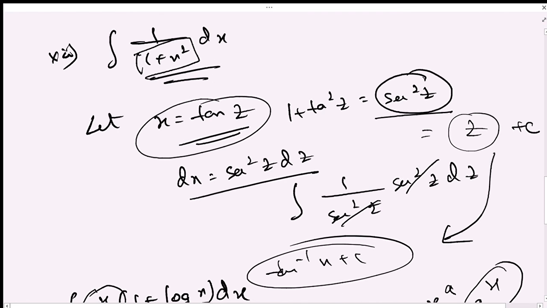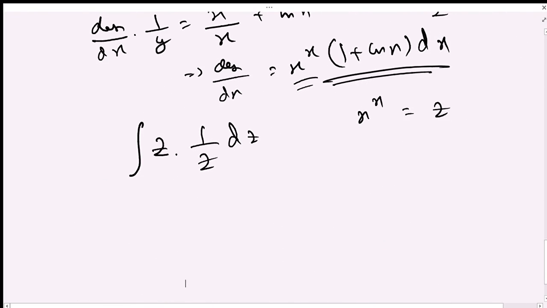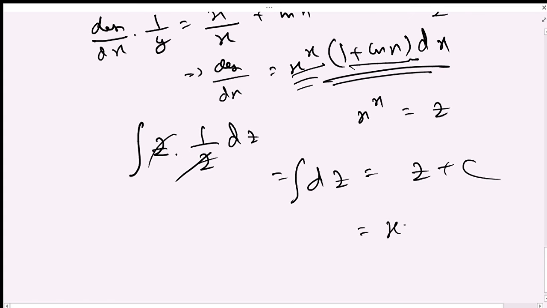Now you substitute this value. 1 plus ln x dx becomes dz over z, and x to the power x is your z. So these two cancel out, and you get the integration of dz, which is equal to z plus c. What was z? z was x to the power x, plus c. Got it? So this is what substitution helps you to do. Clear? I guess it's clear.